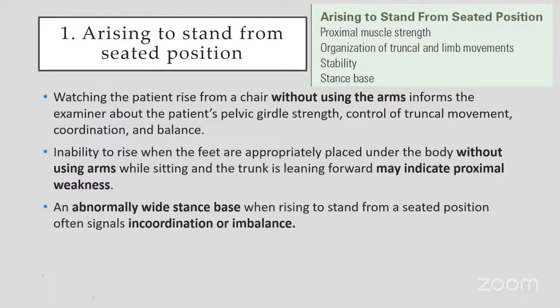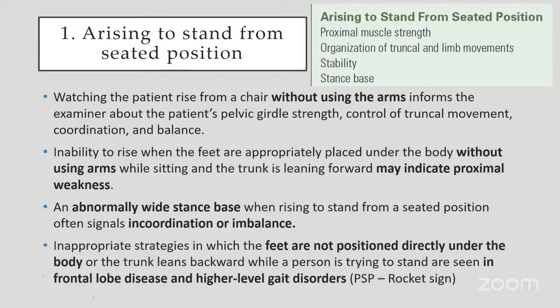An abnormally wide stance base often signals incoordination or imbalance. And when the feet are not positioned directly under the body, then as a result, the trunk leans backward when a person is trying to stand. This is seen in frontal lobe disease and higher level gait disorders such as Parkinson, progressive supranuclear palsy, that is rocket sign. In Parkinson disease, the patient tends to fall forwards. In PSP, the patient tends to fall backwards.